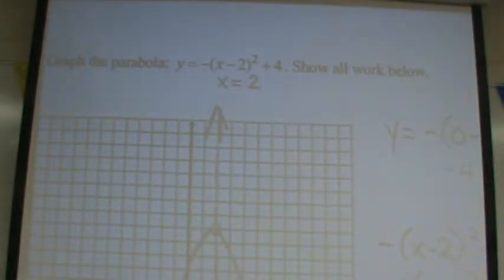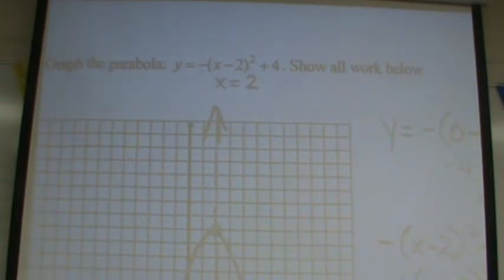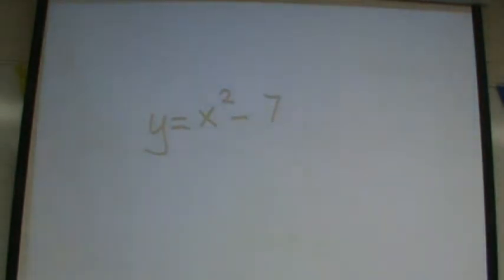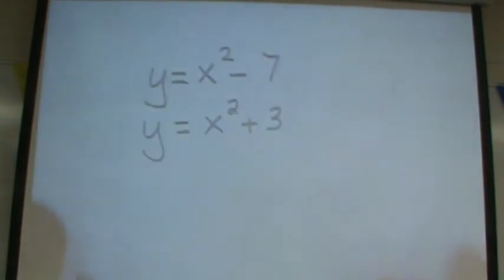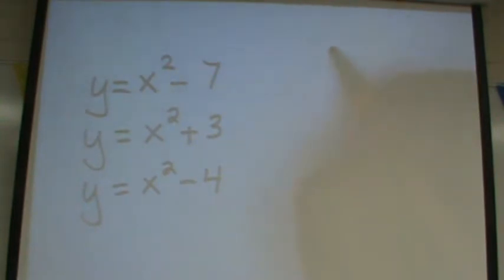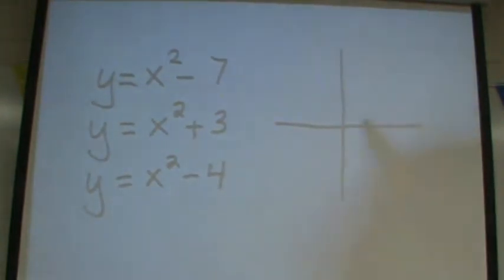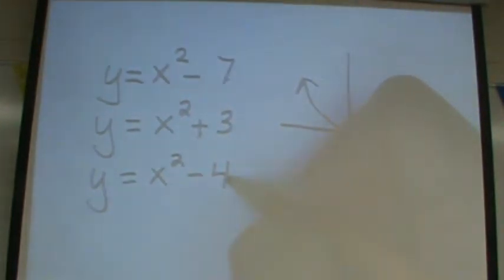I want to add one more review question on here. And that would be if you had to graph something like y equals x squared minus 7, or y equals x squared plus 3, something like that, or y equals x squared minus 4. All of these are parabolas where the parent function, y equals x squared, is on the origin, and it shifted 7 units down, 3 units up, or 4 units down.